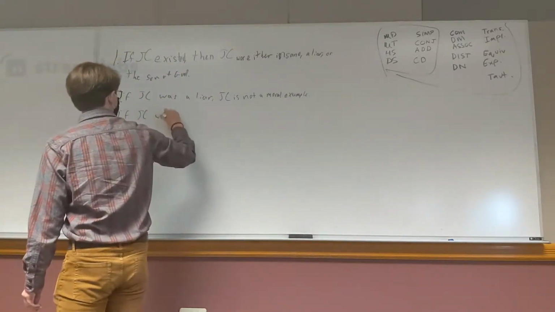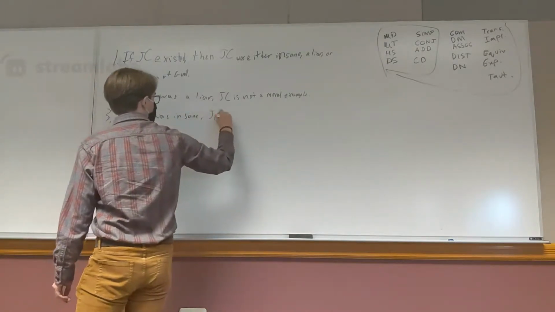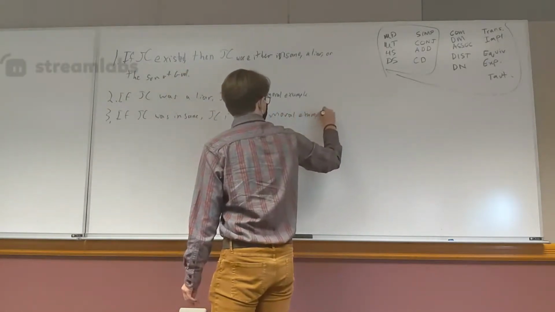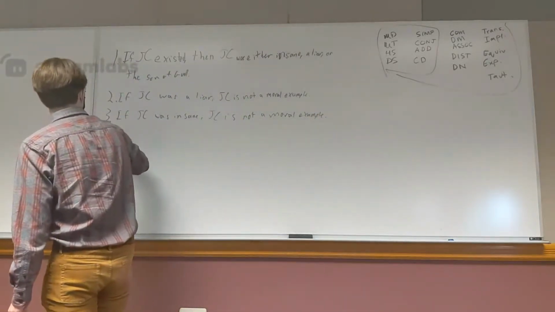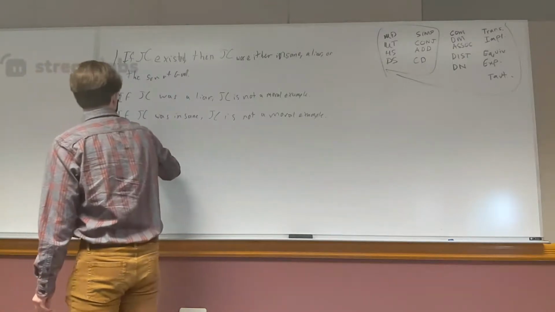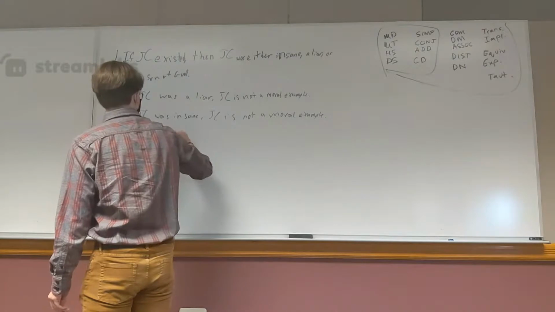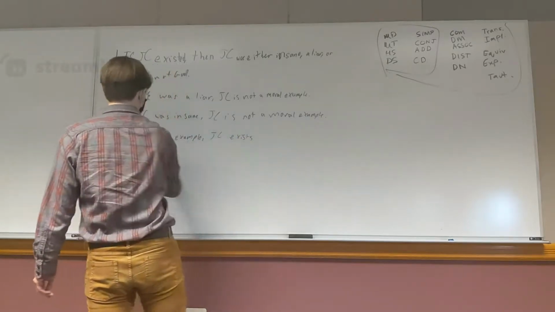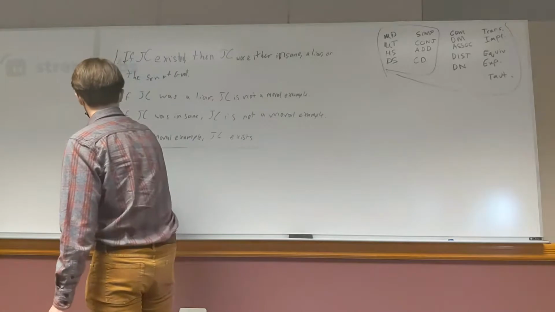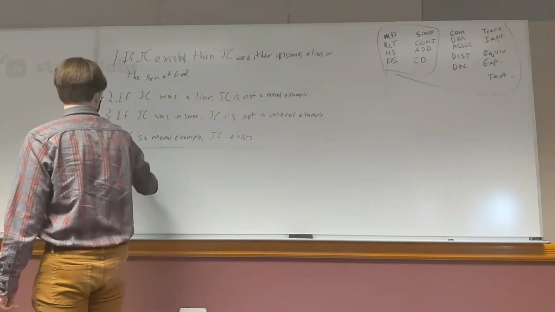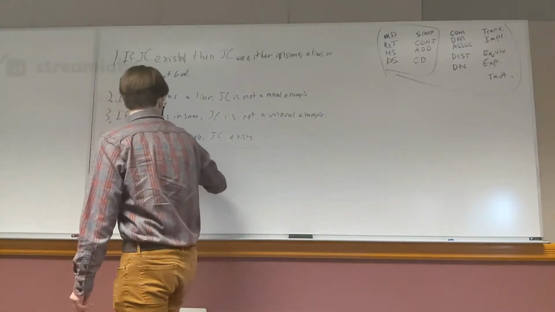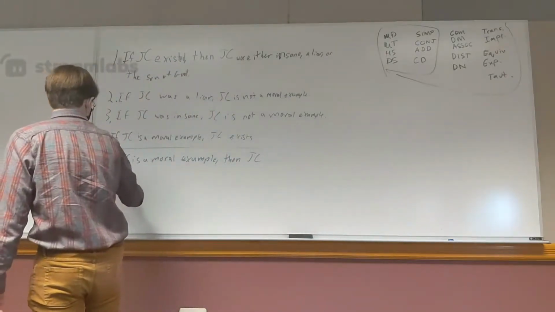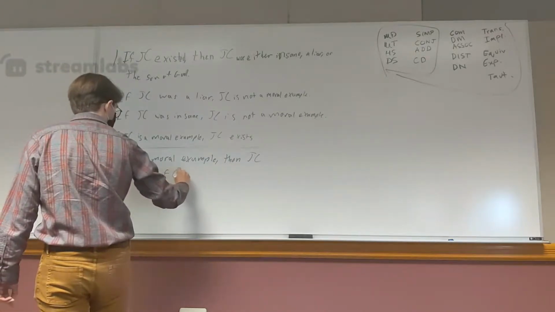If JC was insane, JC is not a moral example. Four, if JC is a moral example, JC exists. Then my conclusion is, if JC is a moral example, then JC is the Son of God.